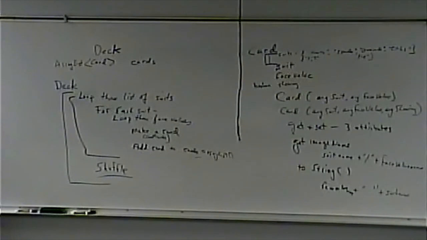Okay, what else do we need to do with the deck? What else do we do with the deck besides make it and shuffle it? We really do need a field trip to the casino, if you don't know what people do with a deck after they've shuffled it. Deal, yeah. Dealing it out. So what do you think, are there any arguments to the deal function?